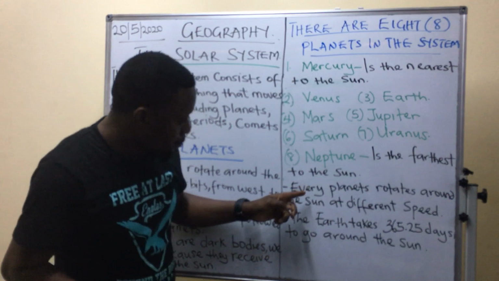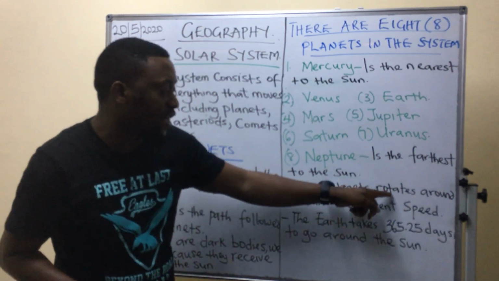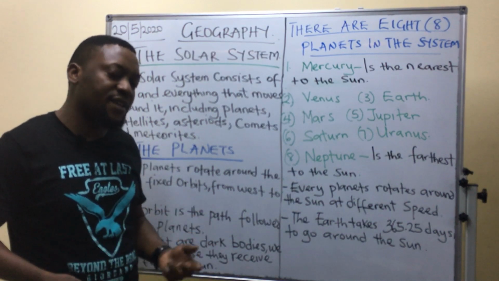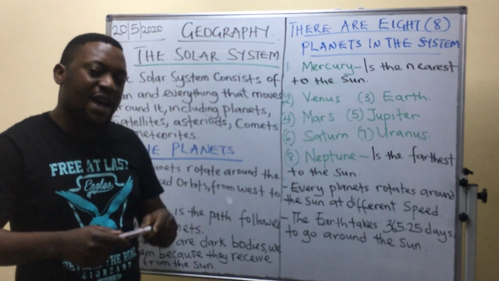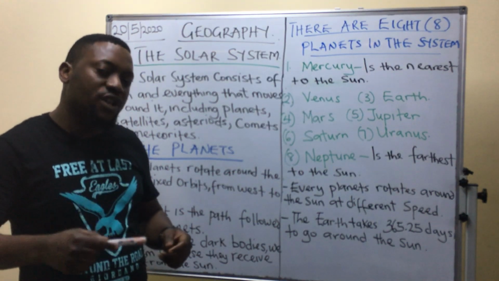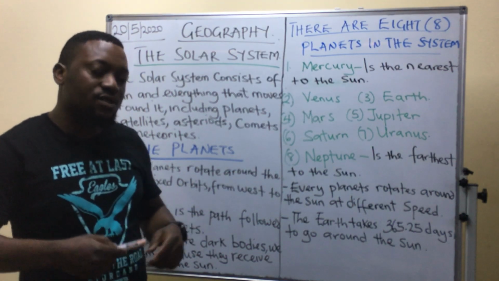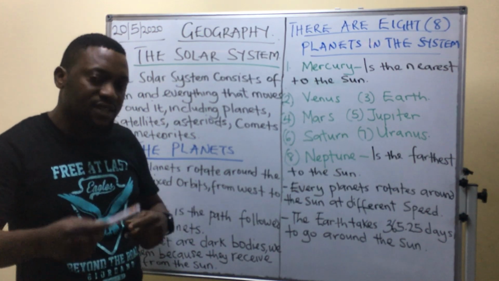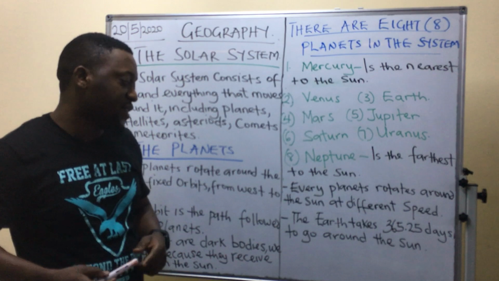I also mentioned that every planet rotates around the sun at a different speed. Because when Mercury is rotating around the sun, it has its own speed. Venus has its own speed. The Earth also has its own speed. So every planet rotates around the sun at a different speed.